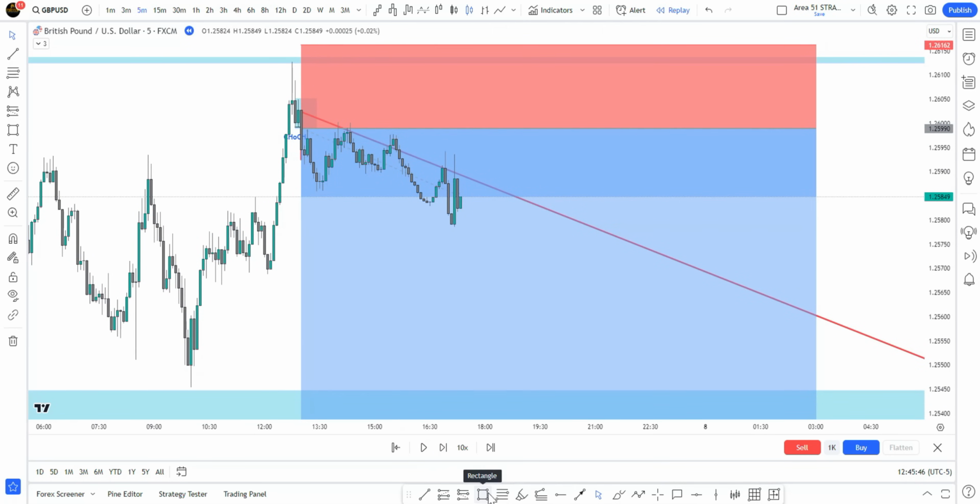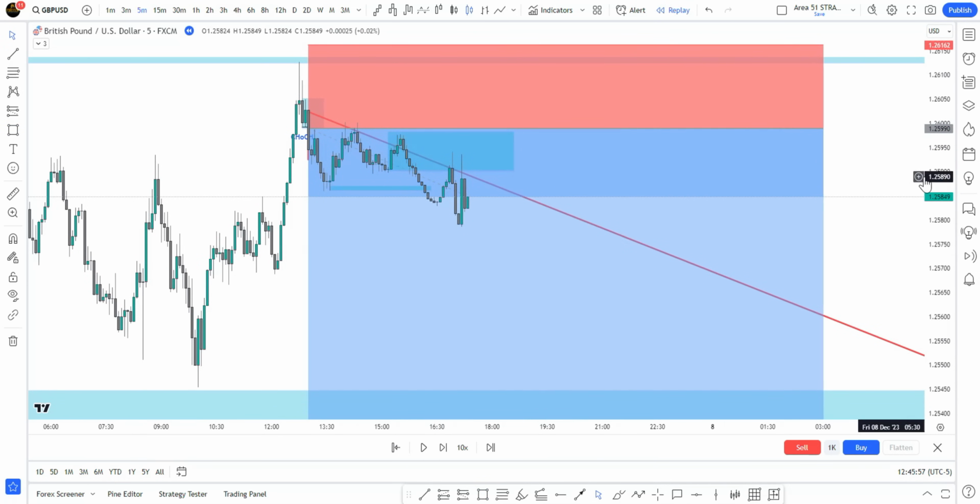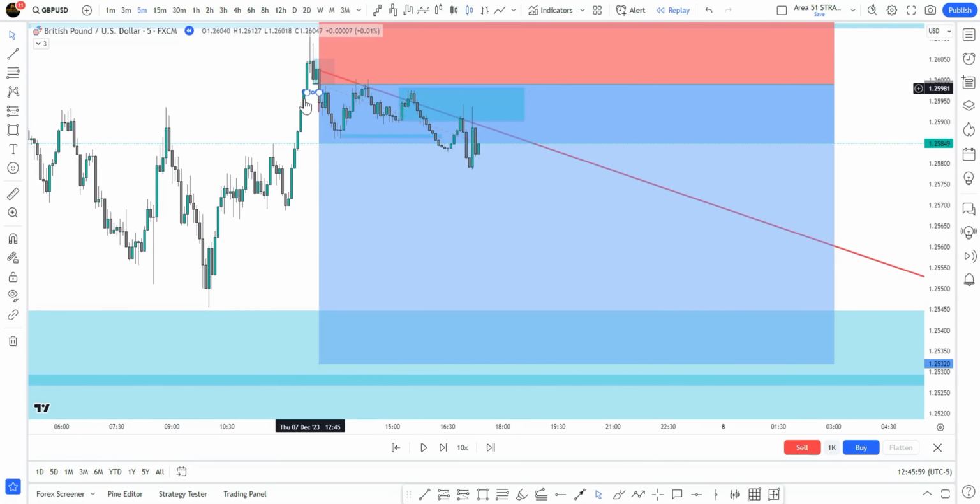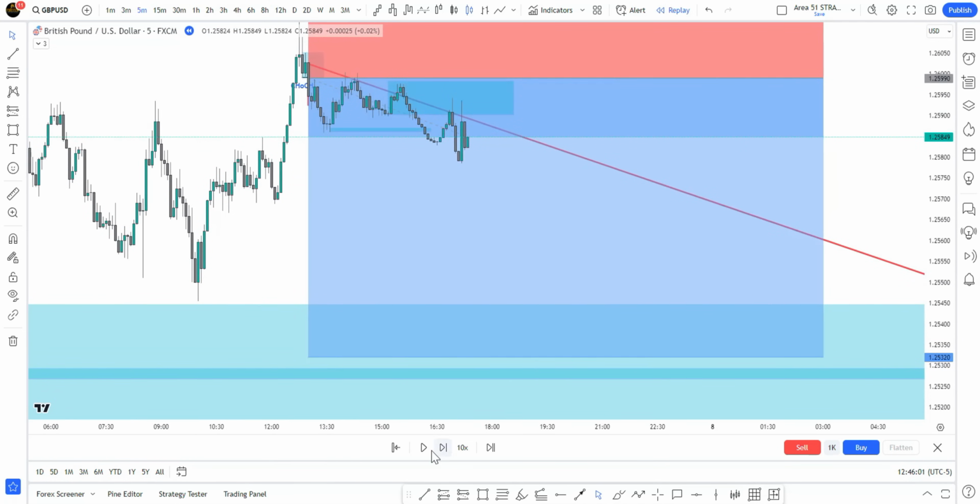There is another entry. If you missed this one, there was also another entry after the break of this structure. There was another entry here if you missed it, which is this order flow right here. But that's not what I was focused on. My entry was right here, and I waited for the price to take my TP.